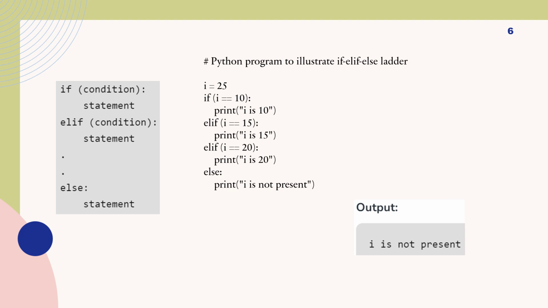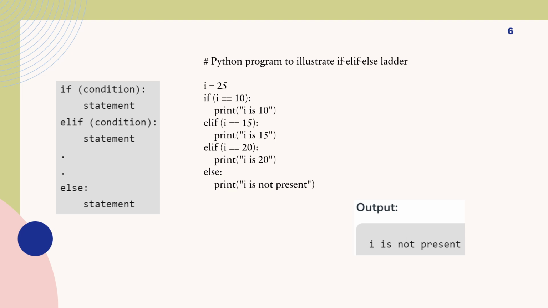Here you can look into the syntax: if condition, then it will move on to the statement, elif, and it will take up the next condition and move on to the statement. Like that, you can have any number of elif, and finally it goes to the else block with the corresponding statement. And here you have the program: i is equal to 25, if i is equal to 10, print "i is 10", elif i is equal to 15, print "i is 15", elif i is equal to 20, print "i is 20", else print "i is not present".